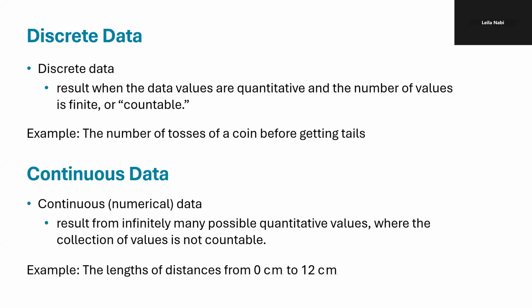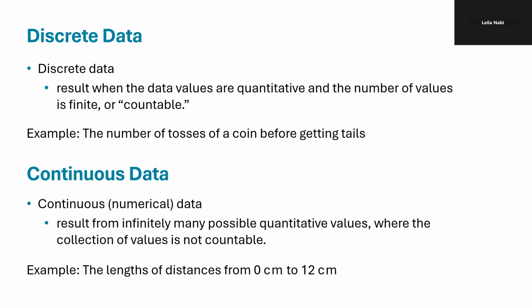So discrete and continuous apply when we have quantitative data, when we have numbers, okay? When do we say that numbers are discrete? When do we say numbers are continuous data? Discrete means those numbers are finite or countable. They cannot be any number. They can only be some finite, specific numbers.